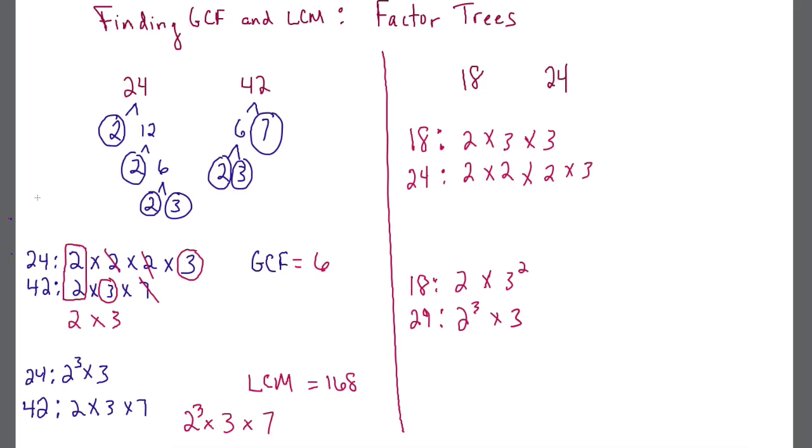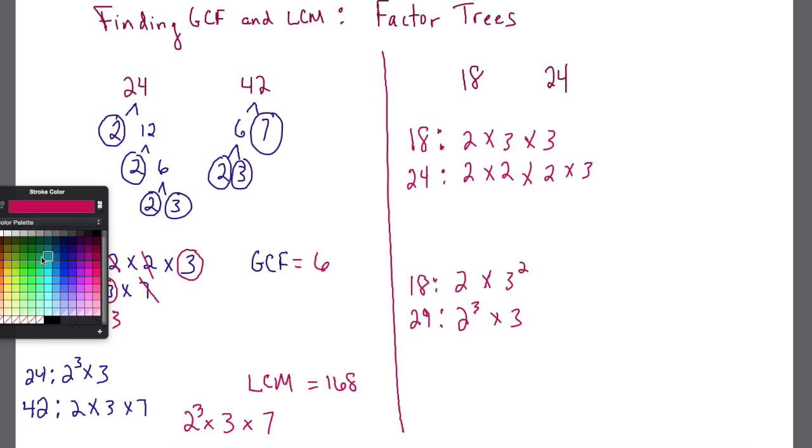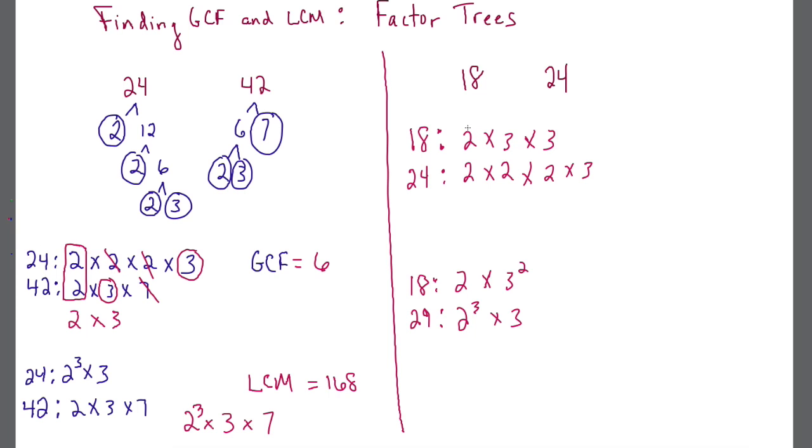All right, so let's make some pairs to find the GCF. I can pair these 2's up. I can pair this 3 and that 3. I can't pair this 3 with anything. I can't pair that 2. I can't pair that 2. So again, the only things I was able to pair up were a 2 and a 3. Multiply that together, it gives me a 6. So the GCF of 18 and 24 equals 6.